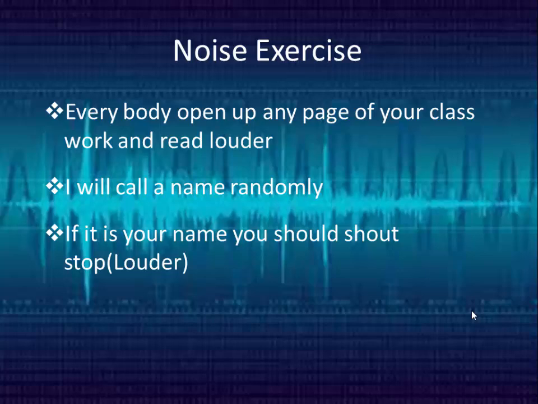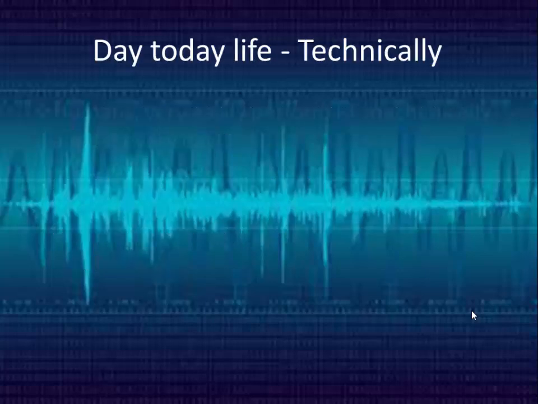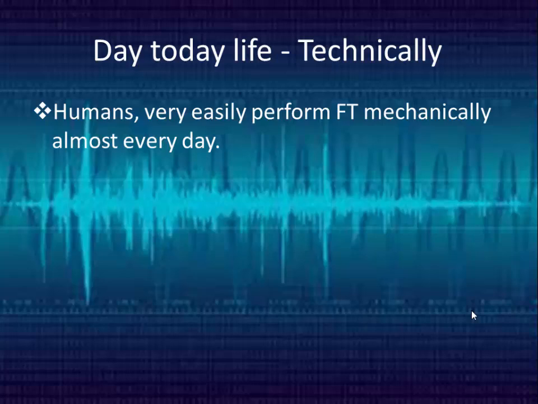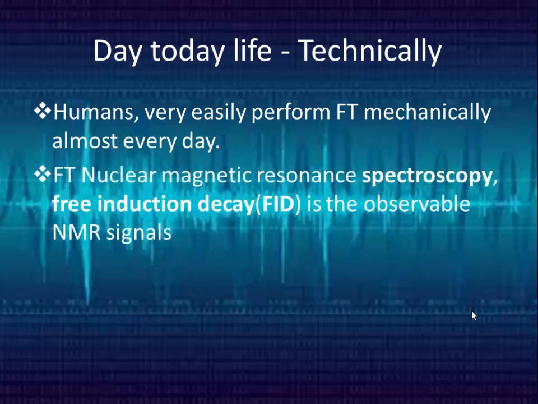When you do this exercise, the one whose name is called can easily recognize his name alone in that noisy environment. That is very simple, called Fourier transform. In day to day life, humans very easily perform Fourier transform mechanically almost every day, every minute, every second, right? In Fourier transform nuclear magnetic resonance spectroscopy, free induction decay, FID, is the observable NMR signal. This is the application of Fourier transform, right?